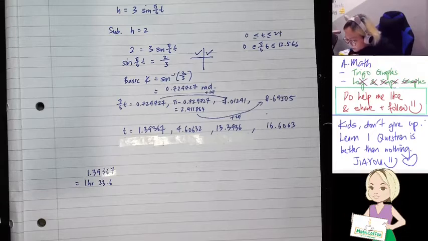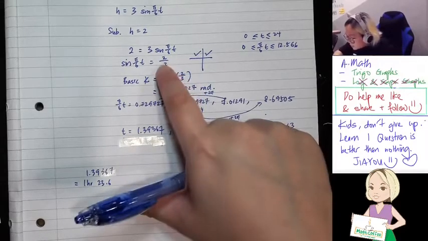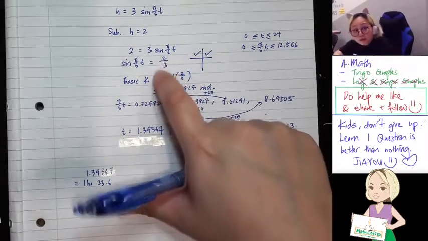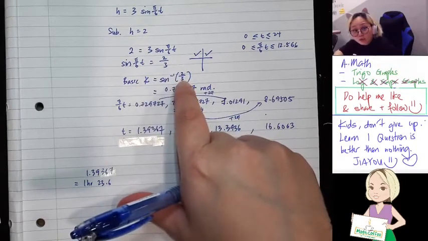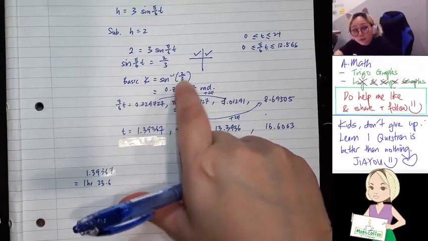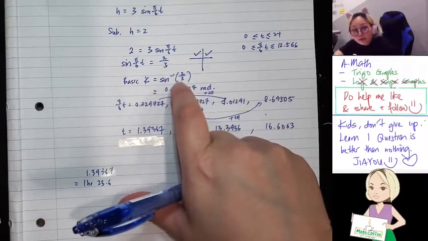Sine, tangent, cosine, inverse number, that number must be positive. Be it whether your value is positive or negative, when you want to find the reference angle, the number inside here is always put positive. You cannot put a negative here, because if you put a negative, you will not get the basic or reference angle.